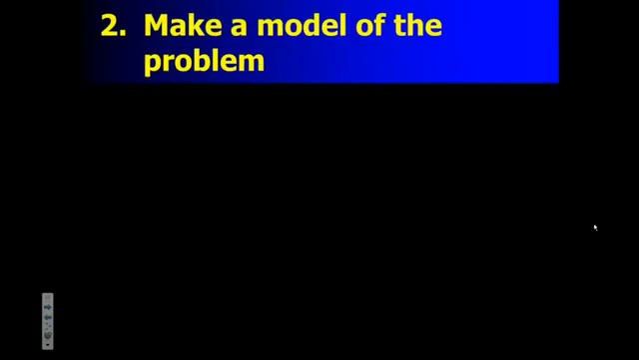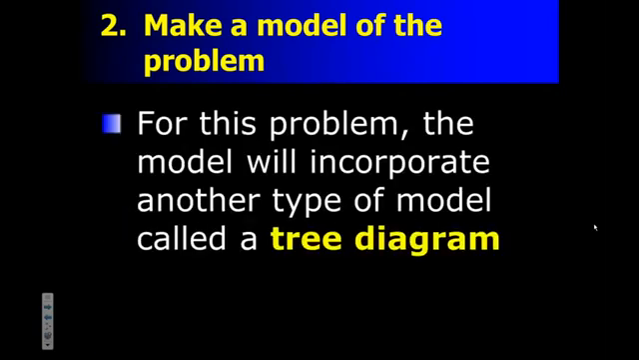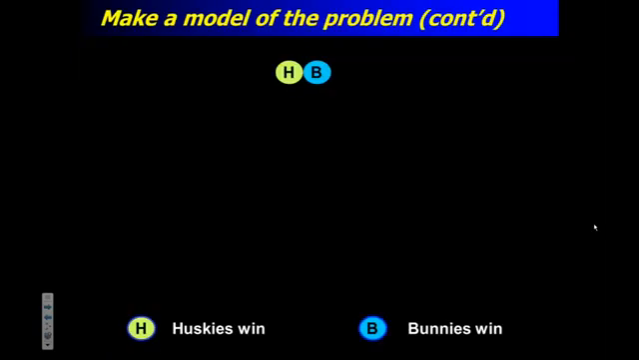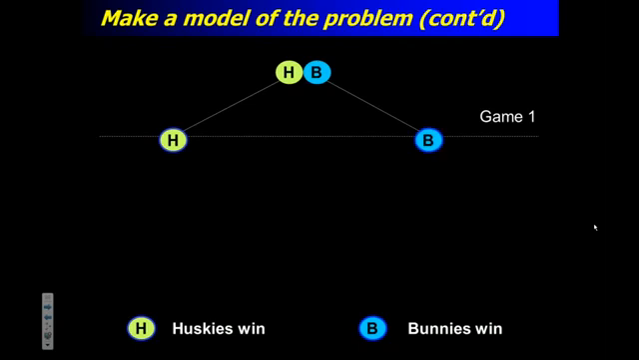Let's move to step two. Now again, this one I might need something visual. If I think about tournaments, I tend to think of those bracket type things. So I'm going to draw out a tree for this one. I'm going to call it a tree diagram, and here's the way I'm going to draw it. Huskies and Bunnies compete in game one of the tournament. Now one of these two teams is going to win, right? Huskies are going to win, or the Bunnies are going to win.